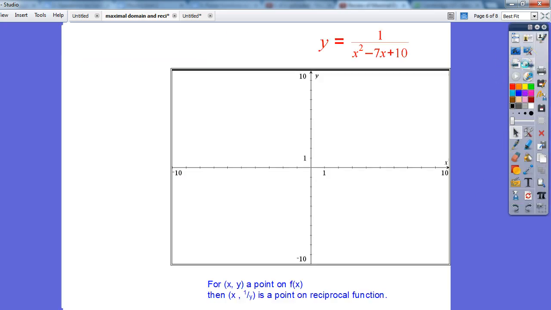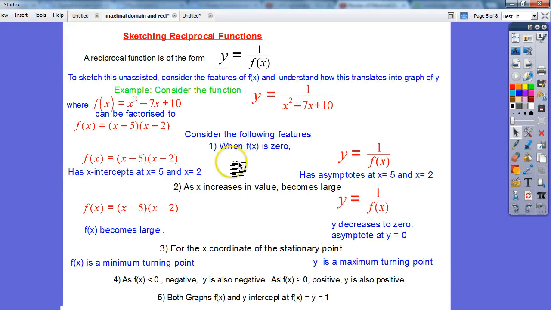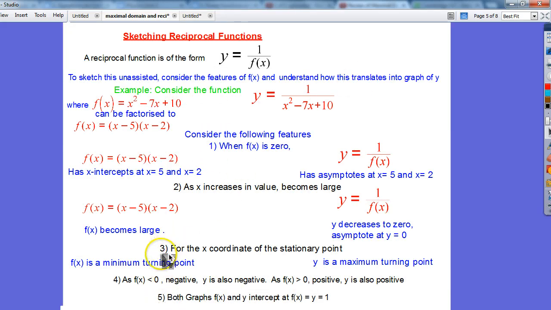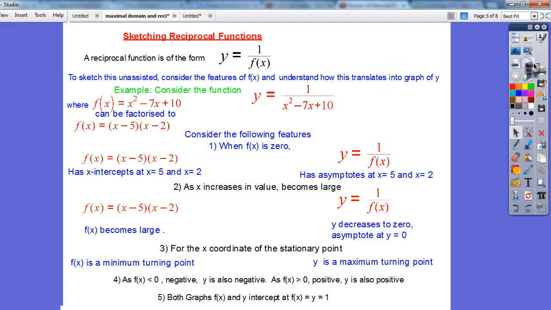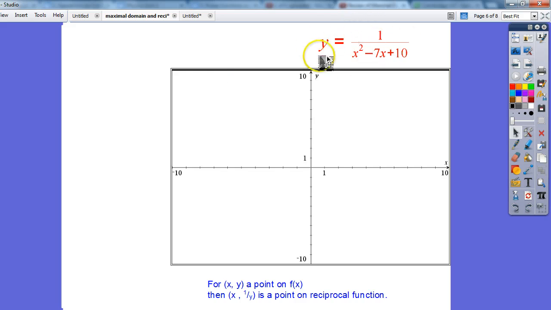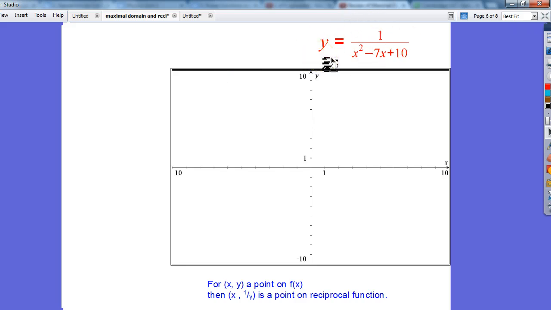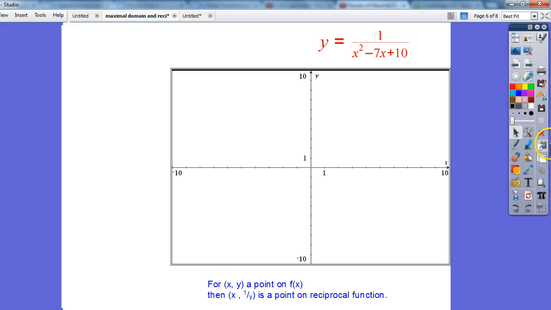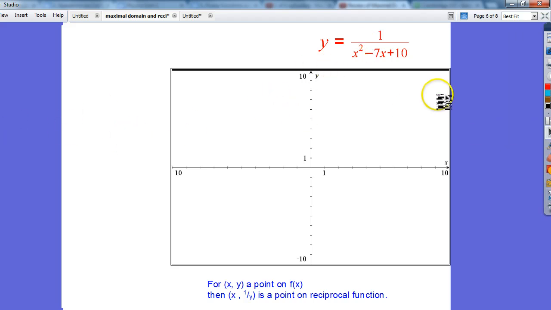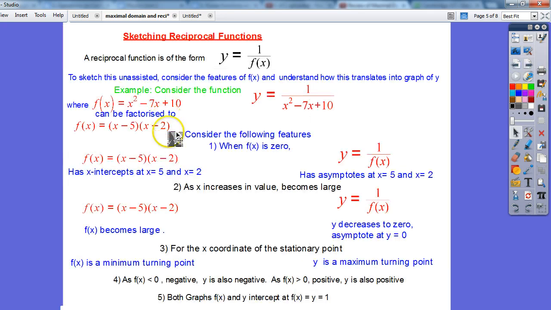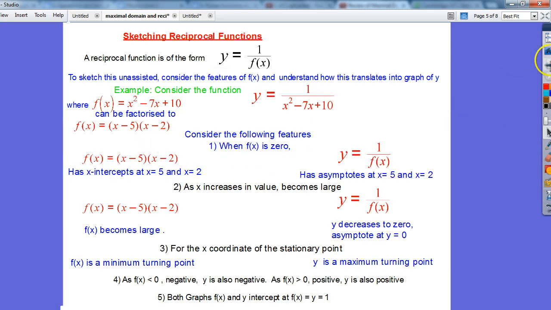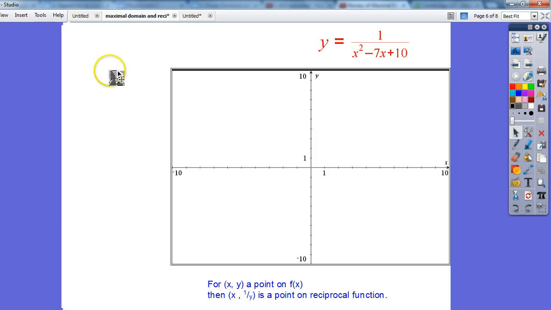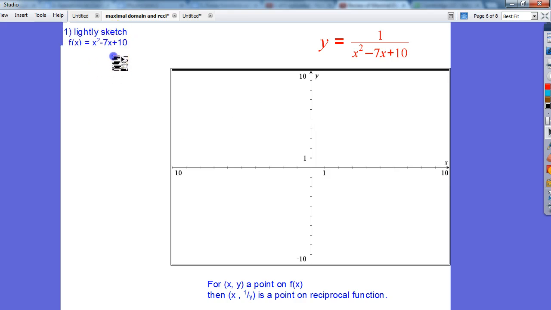Alright, so we're going to draw on each of these 5 points to help us with sketching our reciprocal function. So there's our reciprocal function. Let's start to graph it. First thing for us to consider was point 1. Point 1 was when f of x is 0.